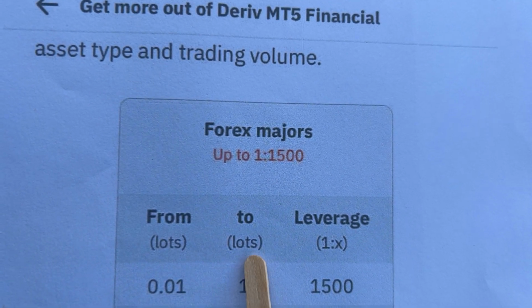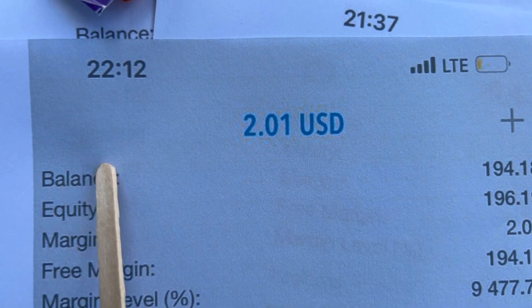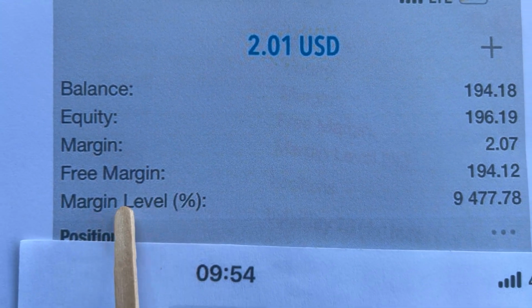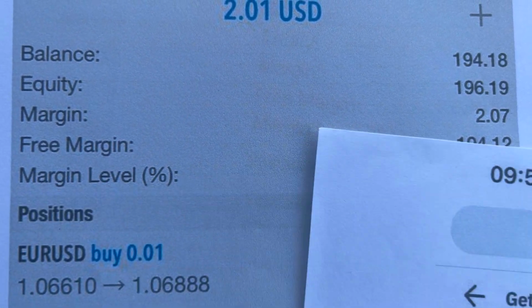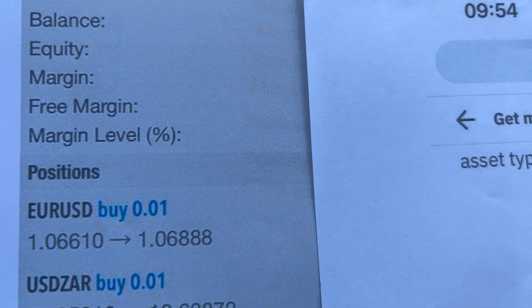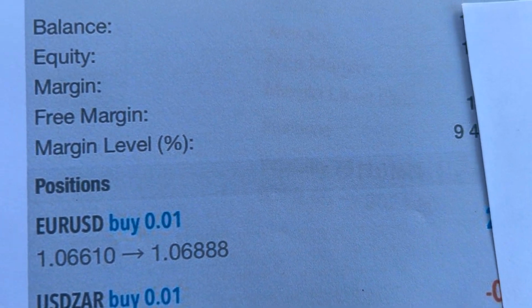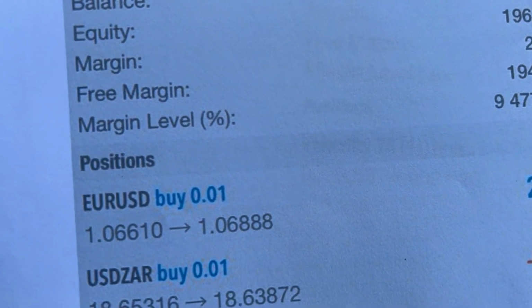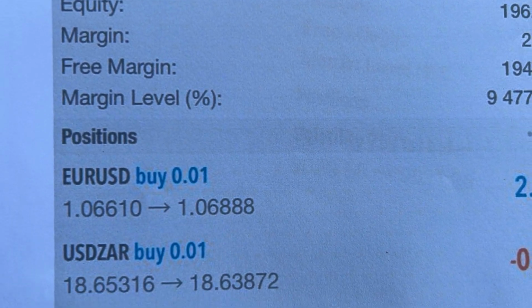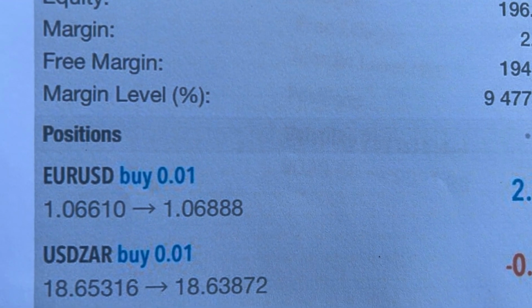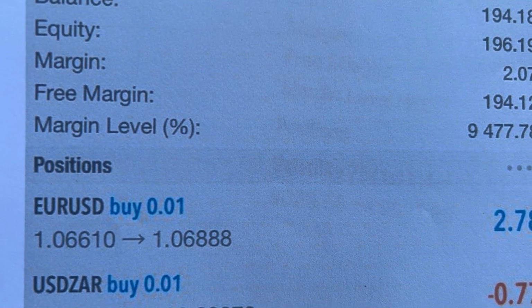Leverage, lot size, balance, equity, margin, free margin, margin level. Now, the relationship between leverage and you making money, also looking at the lot size that you're going to use. I want us to understand what is happening here so that you make the best decision for you to trade.